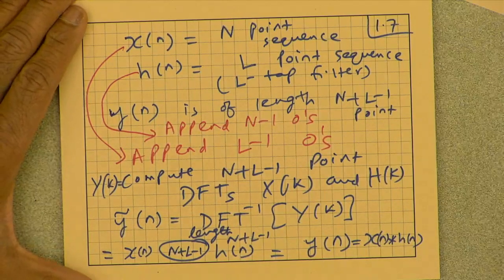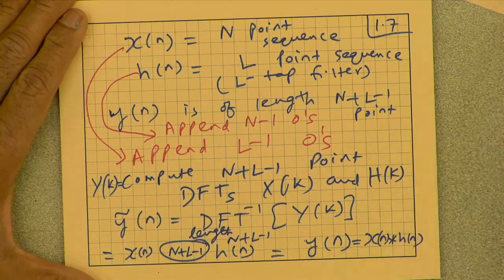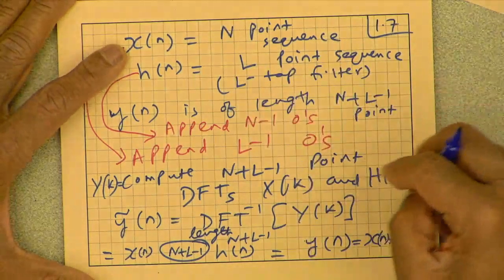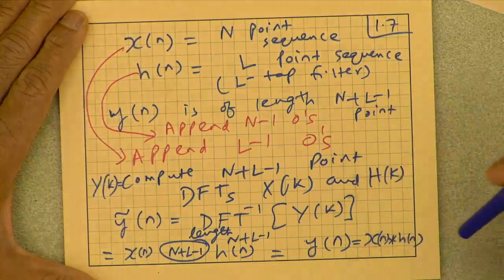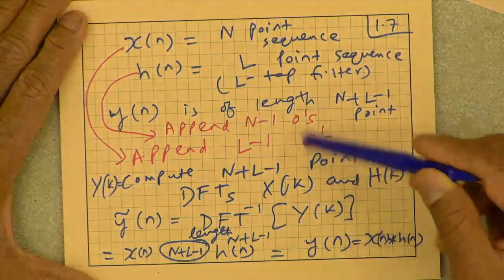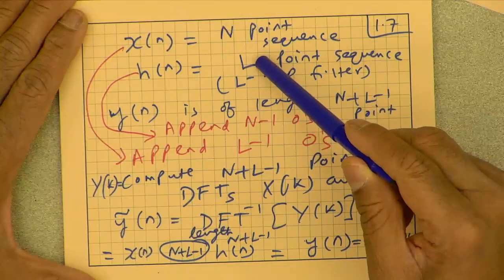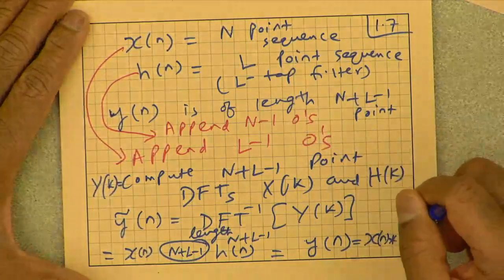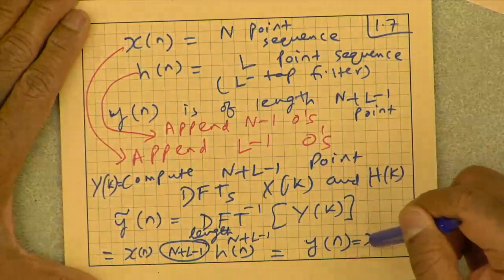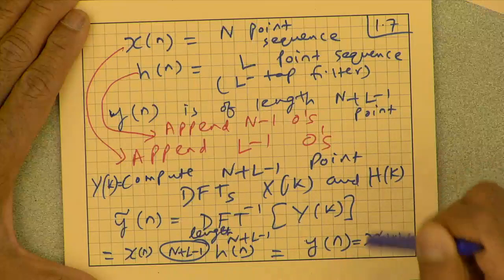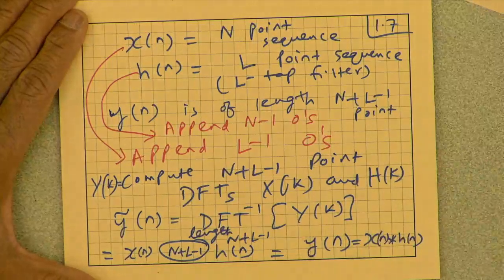So that is really the reasoning why we use the DFT instead of the convolution, because we are trying to compute a simple x convolved with h. How many computations are involved? If this is N point and this is L point, how many multiplications are involved in computing the linear convolution x convolved with h? Any volunteers?